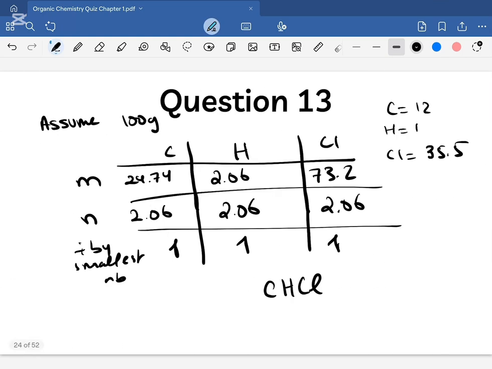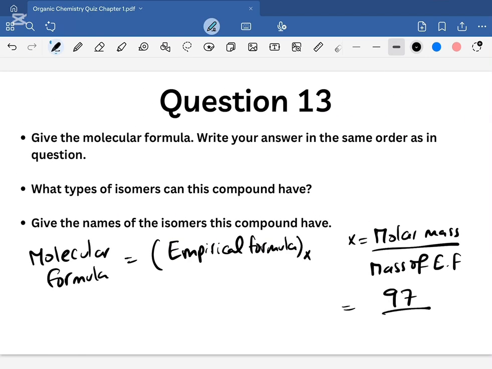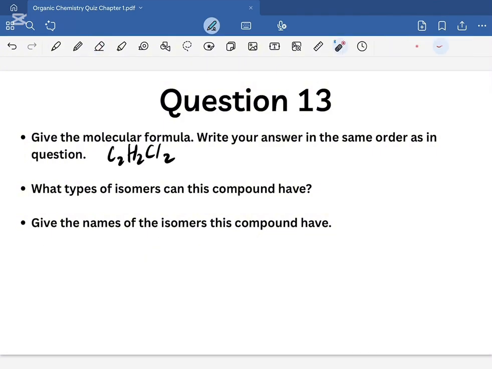Now the mass of the empirical formula, which is this one, is equal to 12 for carbon, 1 for hydrogen, and 35.5 for chlorine, and we're going to end up with 48.5. So if I divide 97 by 48.5, I'm going to end up with 2. So therefore, if the empirical formula is CHCl and I multiply it by 2, we're going to get C2H2Cl2. What type of isomers can this compound have? So this is the molecular formula.